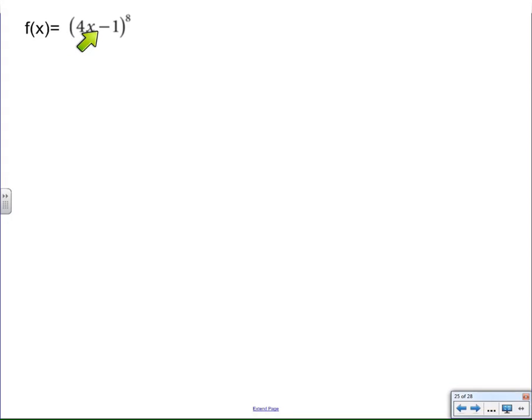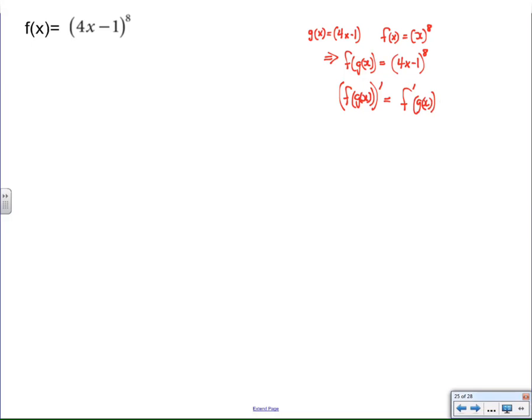So I have an inner function composed inside an outer function. It's important to identify those. In this case, g of x is 4x minus 1, and f of x is x to the 8th power. And so if I compose them, I get (4x minus 1) to the 8th power. Once again, the derivative of a composite is equal to the derivative of the outer function, dependent on the inner function, times the derivative of the inner function.